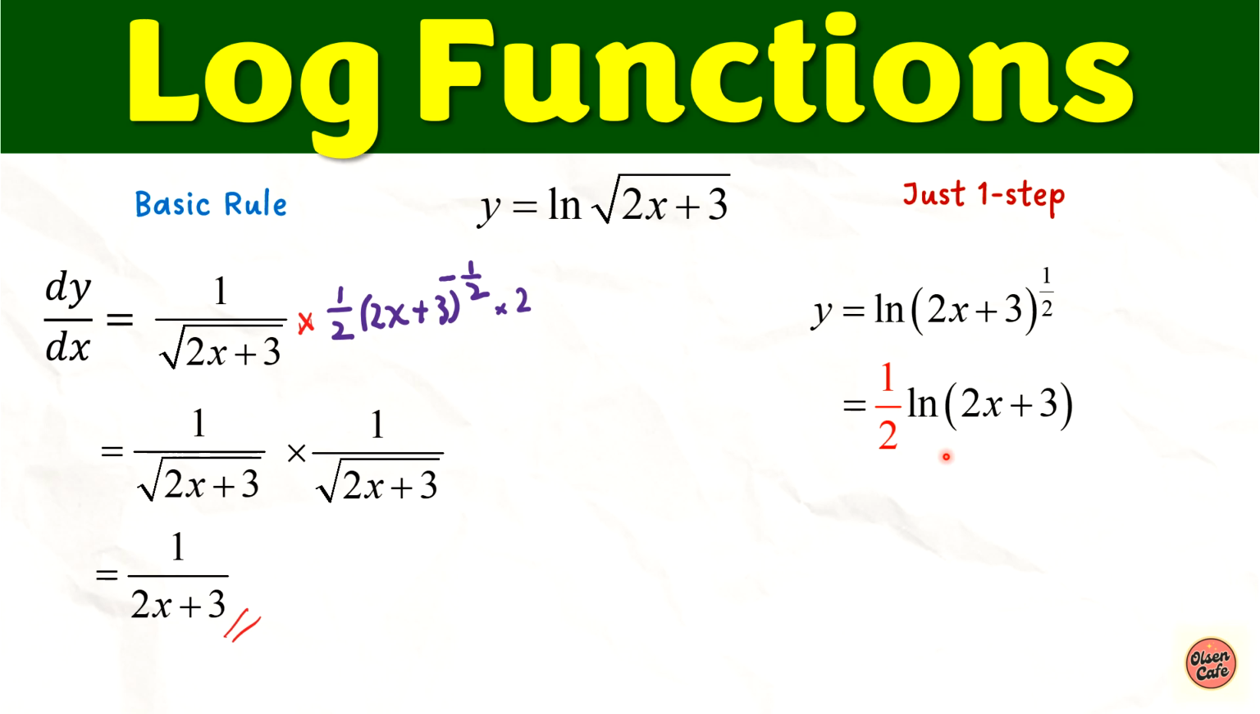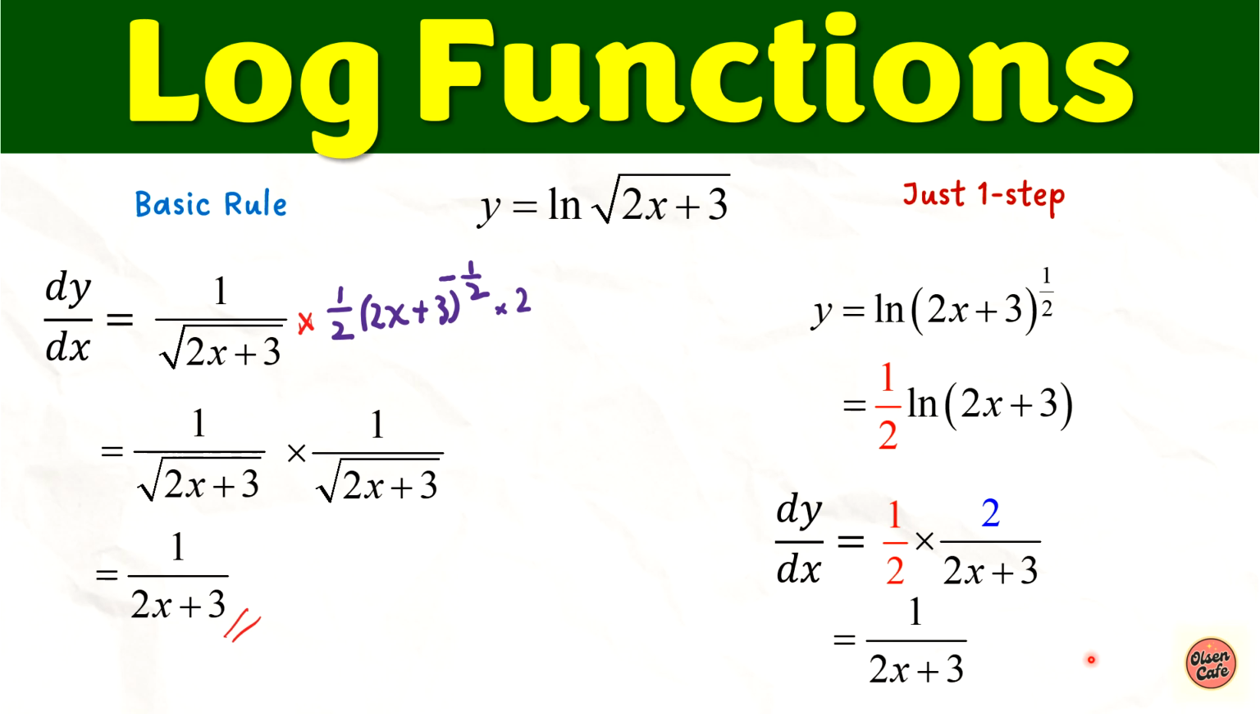Can you see this function here? ln 2x plus 3. How am I going to find the derivative of this? Isn't it very easy? This will simply give me the reciprocal of 2x plus 3. Then I differentiate the 2x plus 3, and I will get 2. By combining these two together and simplifying, I will get the same answer, which is 1 over 2x plus 3. So both answers are the same.